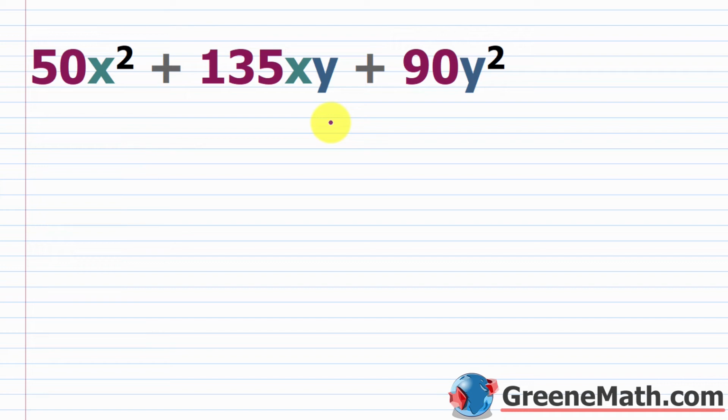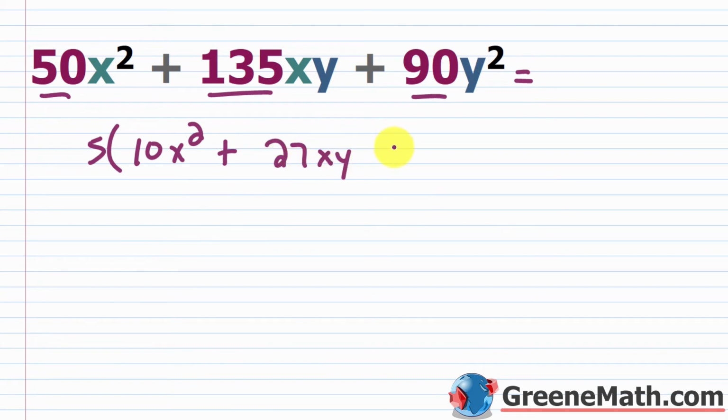But in this scenario, we can actually pull out a common factor of 5. So let me go ahead and do that first. So you would have 10x squared plus 27xy, and then plus 18y squared. So my AC here, 10 times 18 is 180.